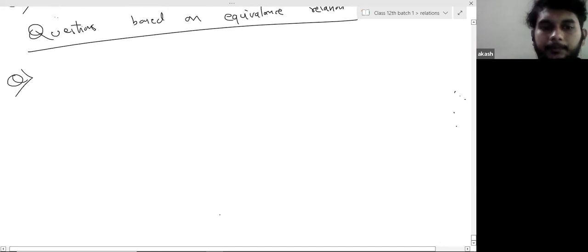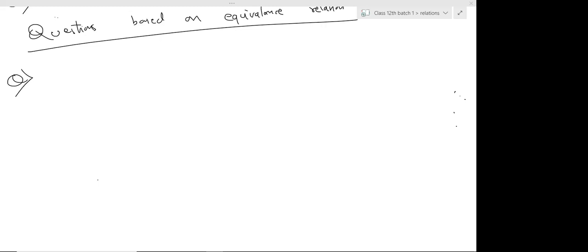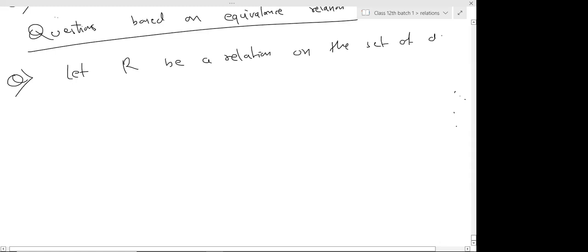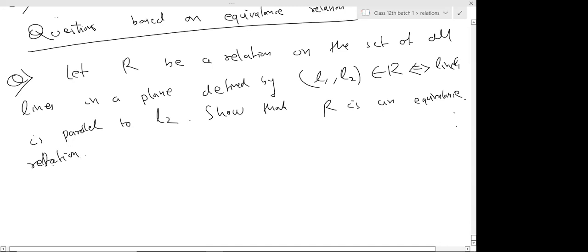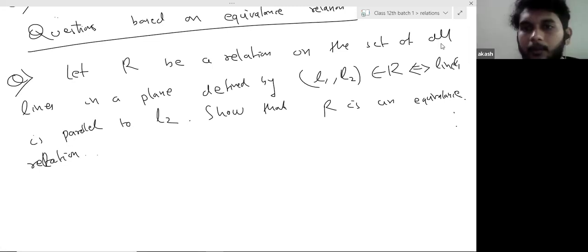The first question says, let R be a relation on the set of all lines in a plane defined by (L1, L2) belongs to R if and only if line L1 is parallel to line L2. Show that R is an equivalence relation.